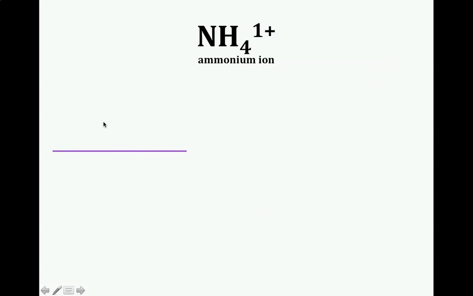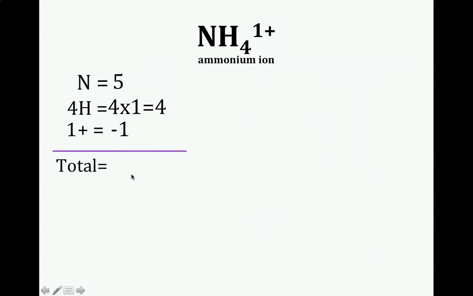So we'll look at nitrogen. Nitrogen is in the 15th column, so it has 5 valence electrons. Hydrogen is in the first column. It has 1 valence electron, but there's 4 of them, so that's going to give us a total of 4. And then I look at this charge here. A 1 plus charge means that I have lost an electron, so I'm going to subtract 1 from my total. So I have not 9, but 8 total.